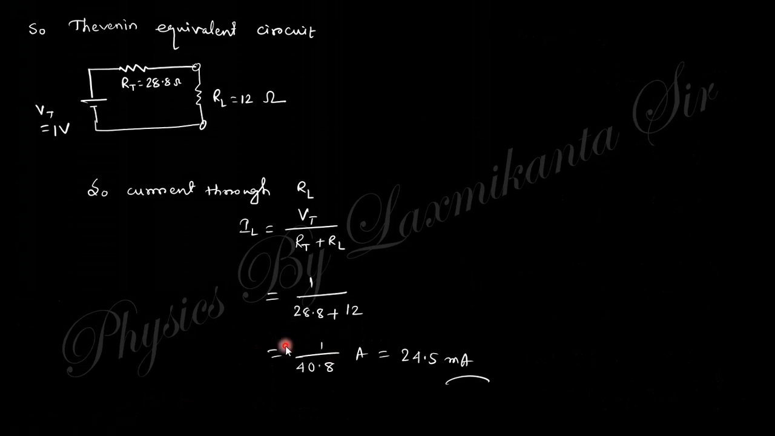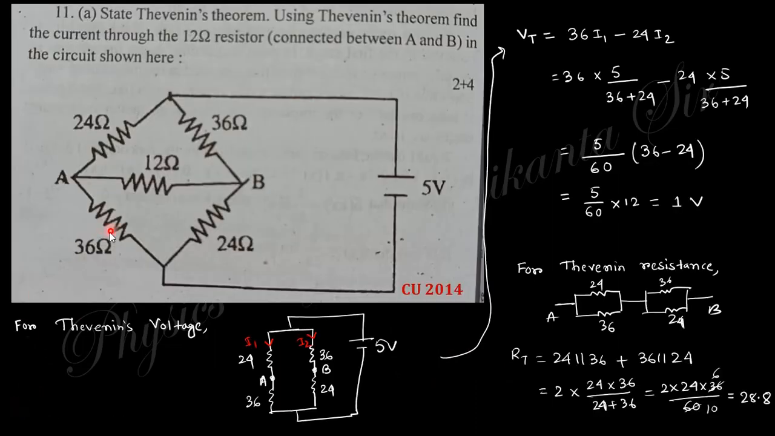So the equivalent circuit will be like that. Thevenin voltage is 1 volt, Thevenin resistance is 28.8 ohm, and the load resistance will be 12 ohm. So the load current is nothing but voltage by total resistance. So this is the load current. Clear? So we can find out this load current easily using Thevenin theorem.